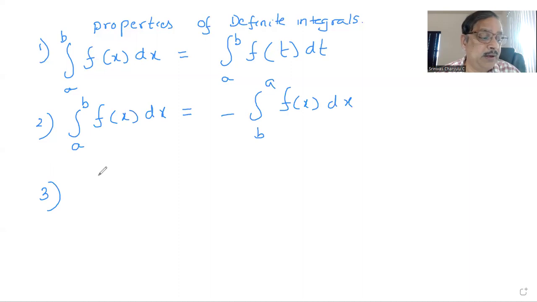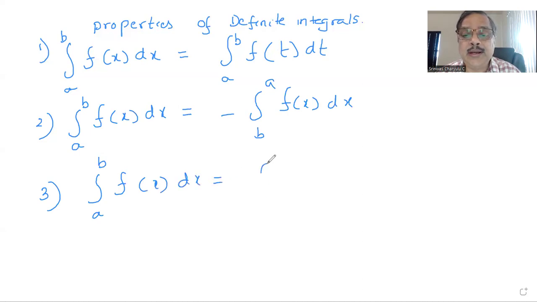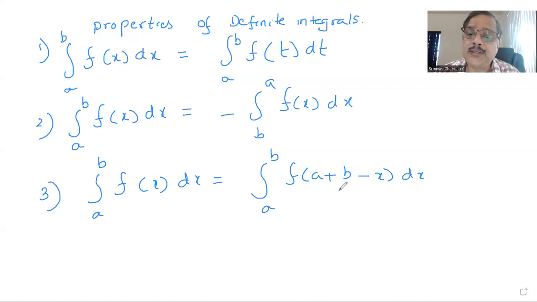In the third property, we have integral a to b f of x dx is equal to integral a to b f of (a plus b minus x) dx. This is another property which will be useful while solving some complex sums in trigonometric functions, like the sums we have done in integration by parts, like x sin x or x square sin x. Such sums, if you get, you have to use this type of transformation. The sum will become simpler.